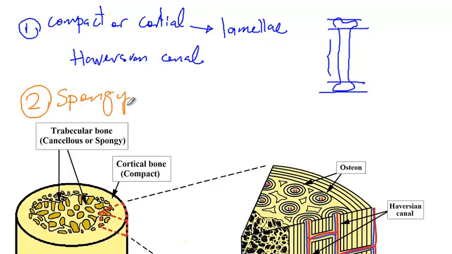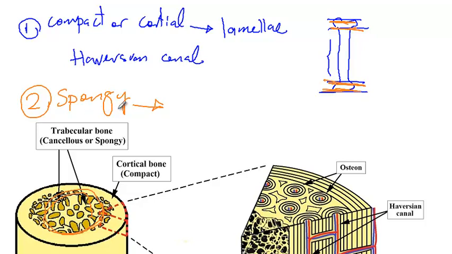So spongy, the other name for which is cancellous or trabecular bone. These are mainly found in the epiphysis of long bones. So here we have the epiphysis of long bones, in addition to the interior of all other bones. So here you can see in this example, the interior of this bone is made of a trabecular or cancellous bone, while the exterior is made of a cortical or compact bone.